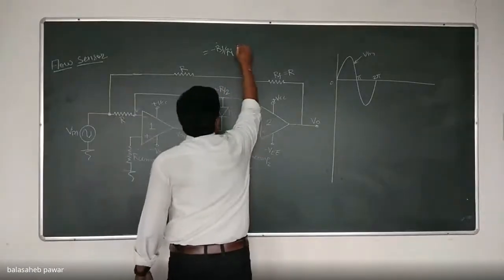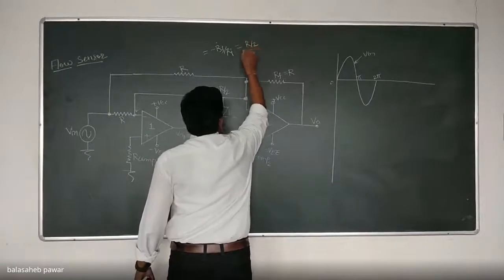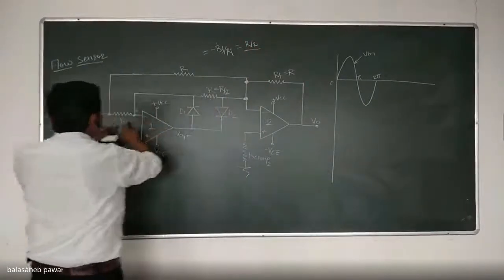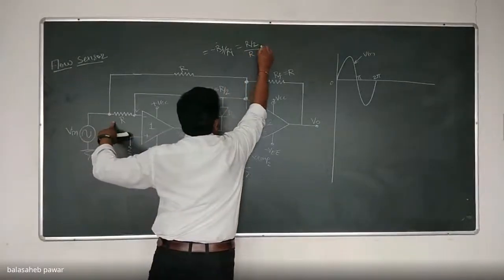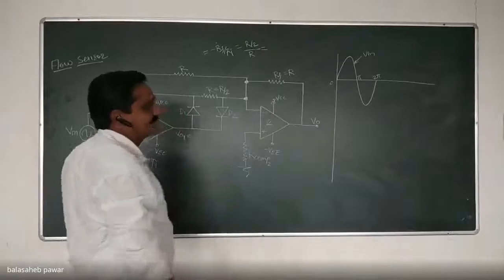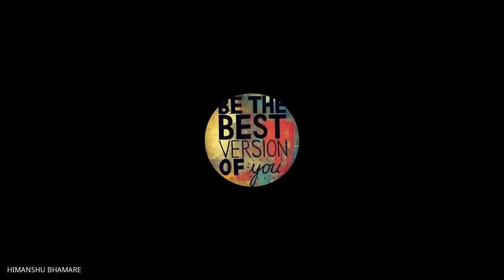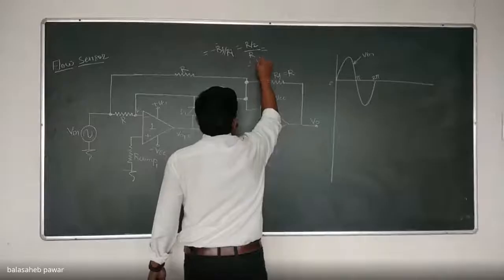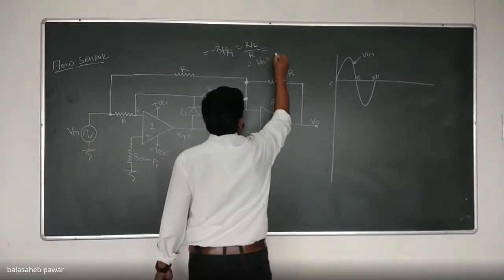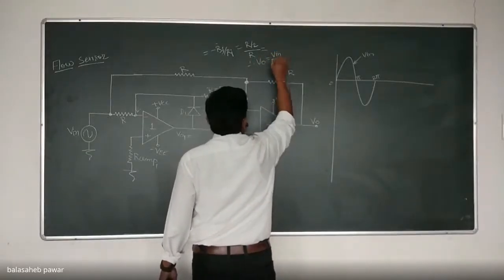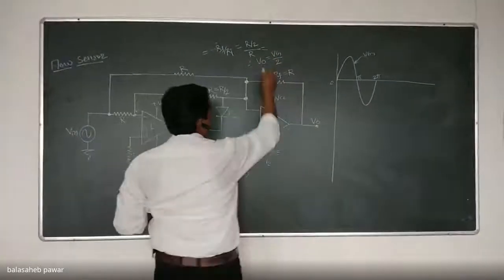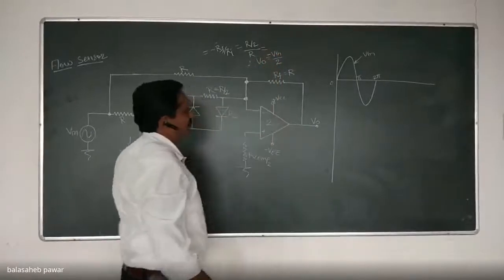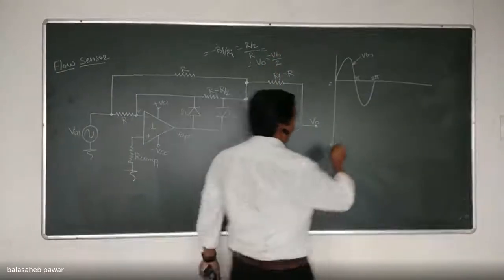Is it? RF is R by 2 divided by input resistance R. So how much will be the output? 0.5. Therefore, VO equals Vin by 2. Agree? That is minus Vin by 2 actually. It will be minus Vin by 2. Yes or no? Yes, sir. Okay.